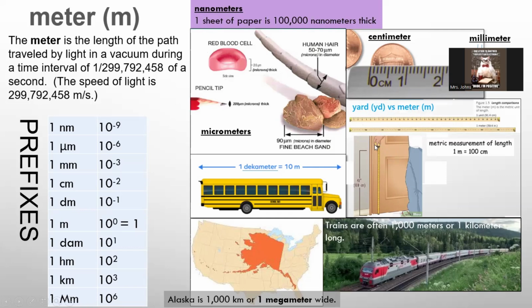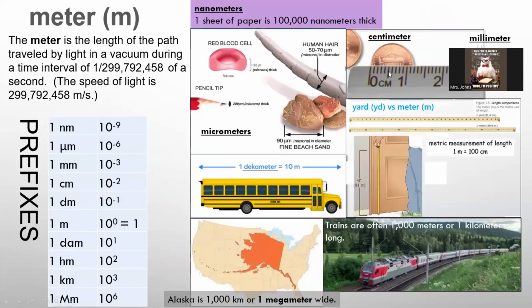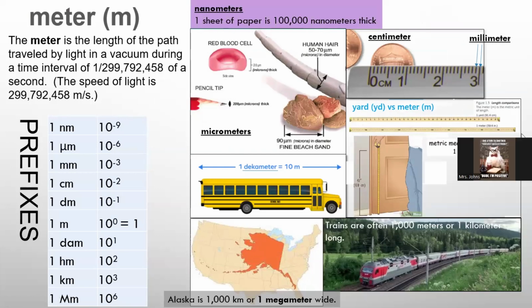A doorknob handle right here is usually about a meter off the ground, so you can visualize how tall that is. Now up above that is a penny. A penny is approximately 1 centimeter wide. And each one of these little marks in between is a millimeter. Here, between the two blue arrows, is 1 millimeter.